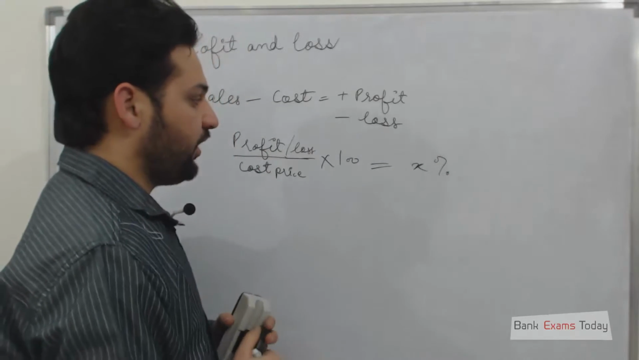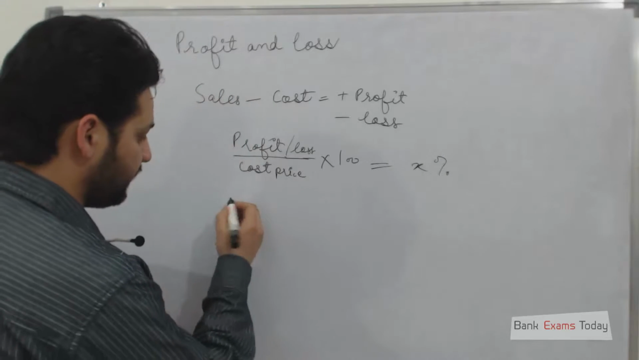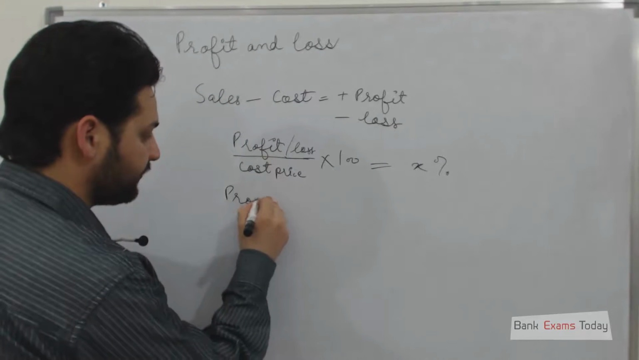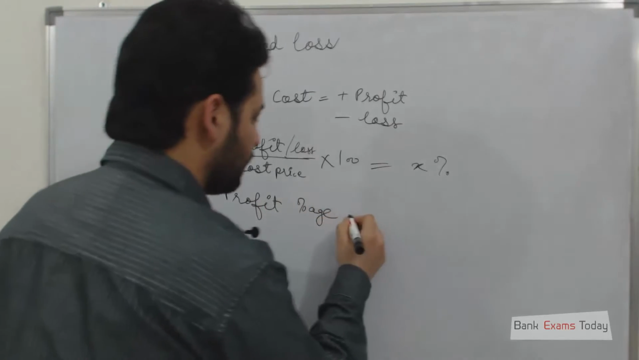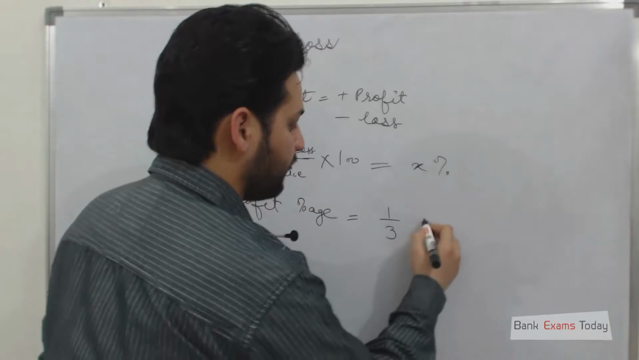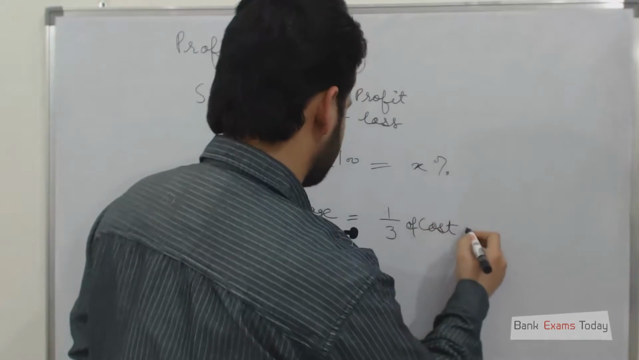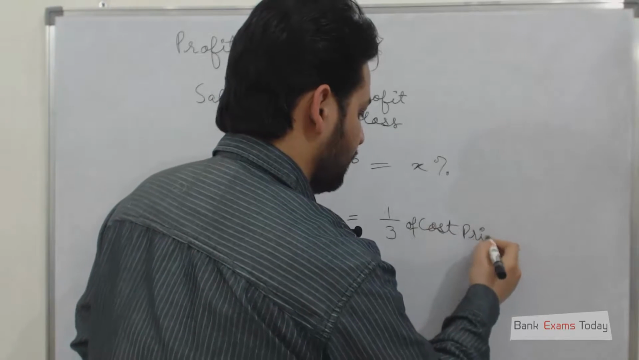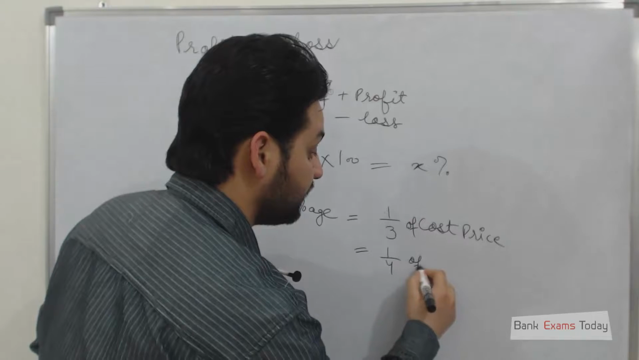One of the very important points in this chapter is, in case profit percentage is 1/3 of cost price, it will be equal to 1/4 of selling price.